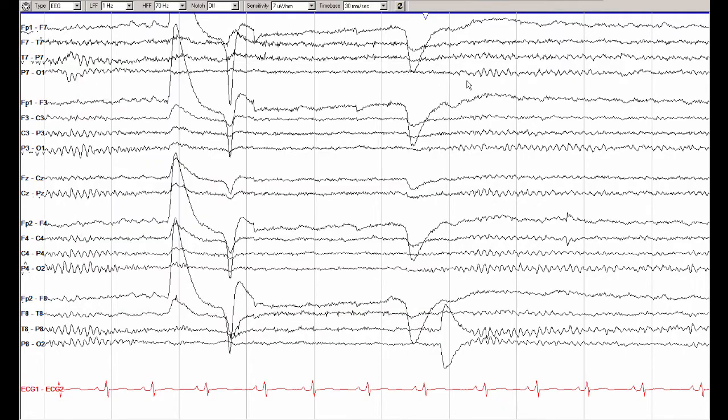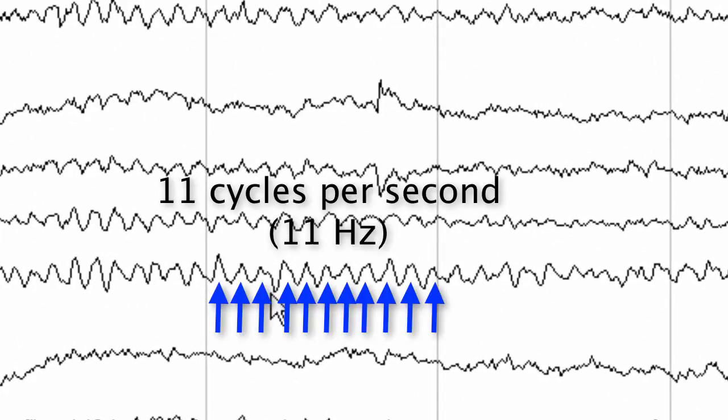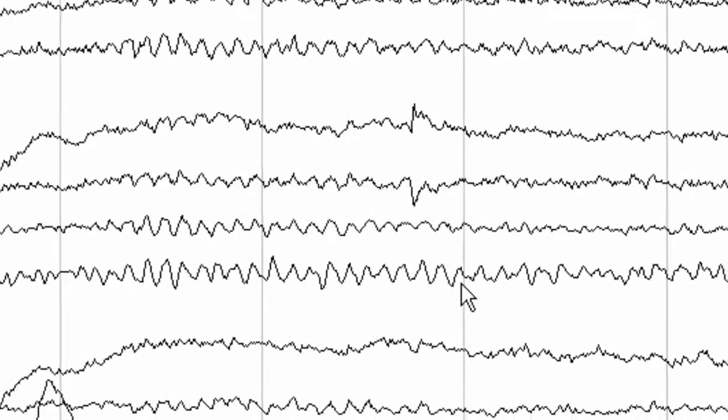Next, we will look at the frequency of the alpha rhythm. The best way to measure the frequency of the alpha rhythm is by looking at 1 second of artifact-free recording with the eyes closed, as I have outlined here. Looking carefully at this segment, we can see that the frequency is 11 Hz, and we have our second characteristic of the alpha rhythm.